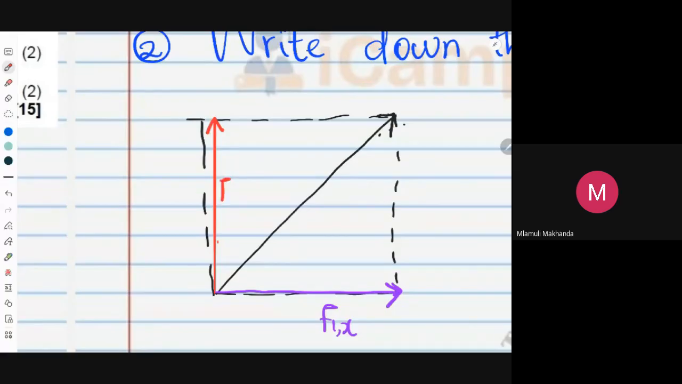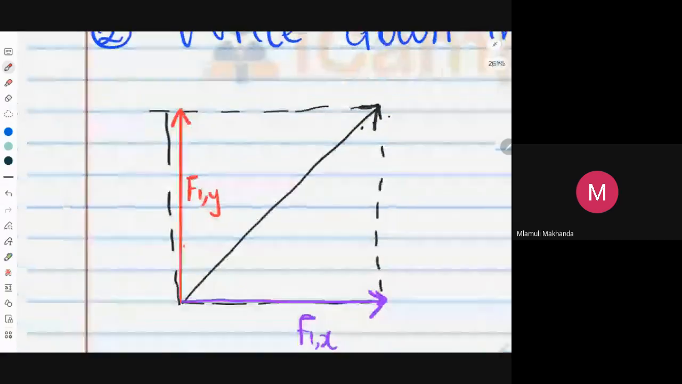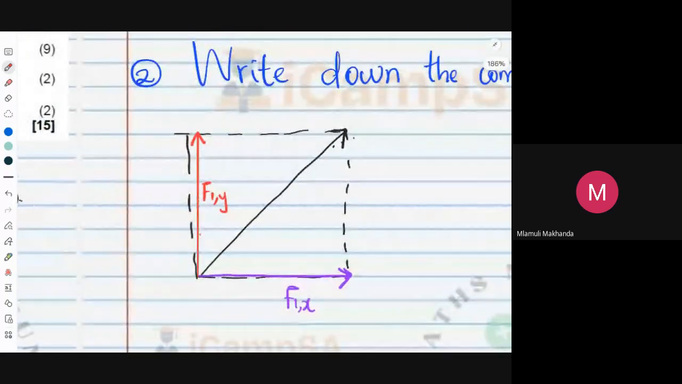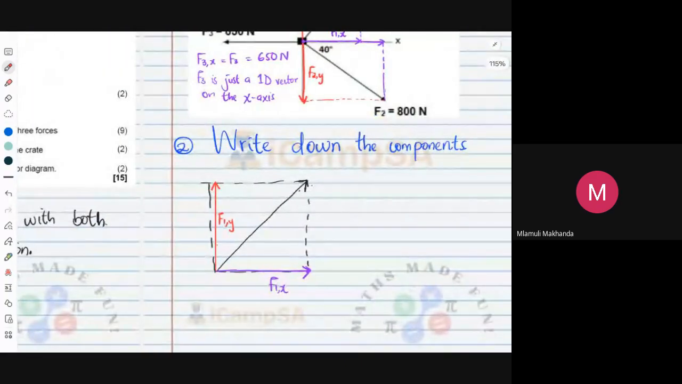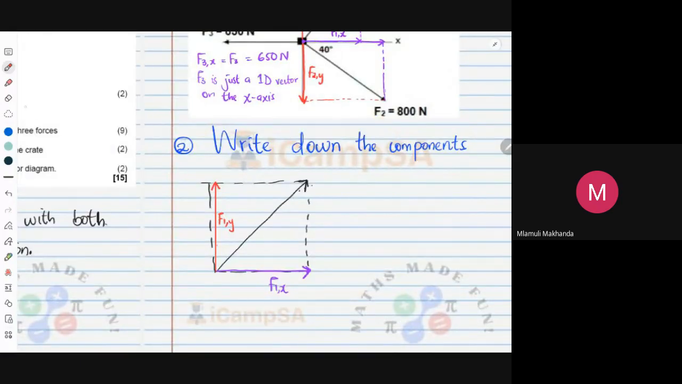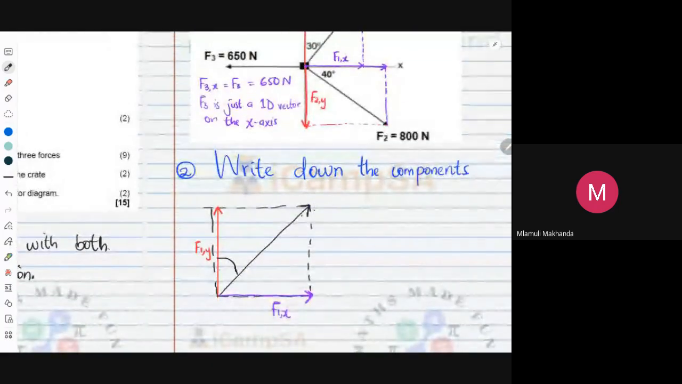That's our F1y. Now, what we want to do is to develop these mathematical relationships that we will use to then calculate everything else, okay? So we have an angle here. It's given, this angle. We're given this angle to be, what was it, 30 degrees.